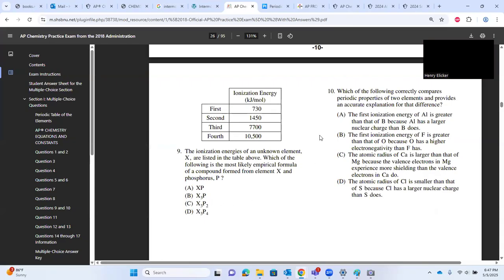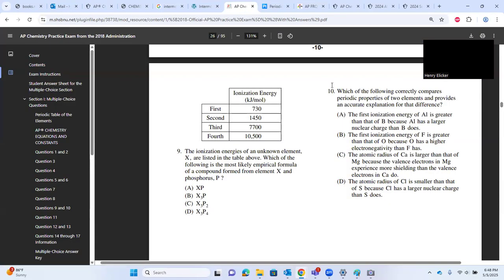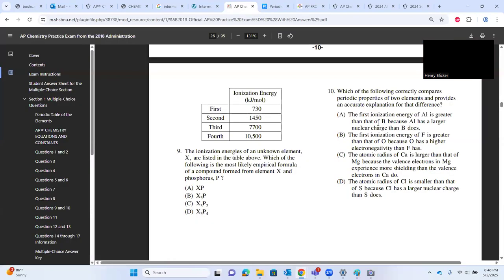All right, how about number 10? Which of the following correctly compares periodic properties of two elements and provides an accurate explanation for that difference? Well, looking at these, how about this? The first ionization energy of aluminum is greater than that of boron. Ionization energy increases as you go up and to the right of the periodic table. And so they're saying that aluminum is greater than boron. So here's boron, here's aluminum. Aluminum is below boron. It's not greater ionization energy, so that's already wrong.